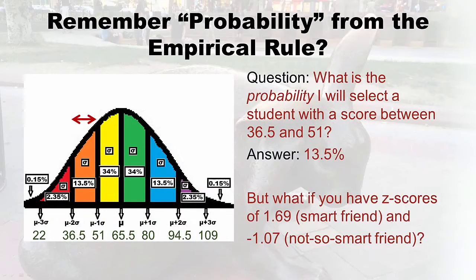Okay, so remember the probability from the empirical rule? This is just old empirical rule stuff. So remember I gave you a question at the end of that lecture. I said, what is the probability I will select a student with a score between 36.5 and 51? And remember the answer was like this orange area, which is 13.5%. But what if you have z-scores like 1.69, the smart friend, and -1.07, the not so smart friend? In other words, you have x's of 90 and 50, which are not on the empirical rule. How do you figure out the percent or the probability? That's the next step with your z-scores.